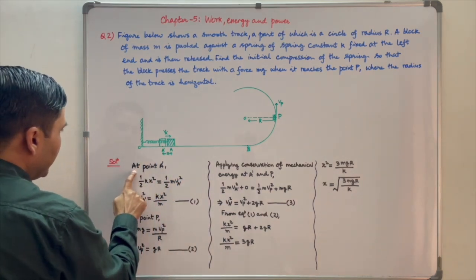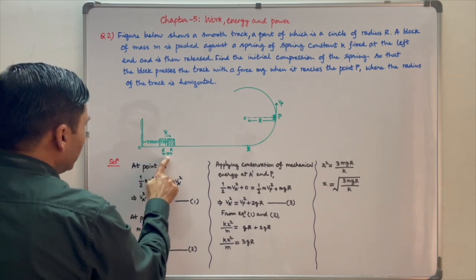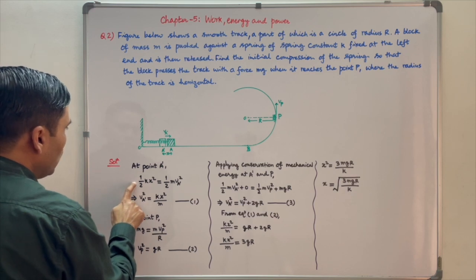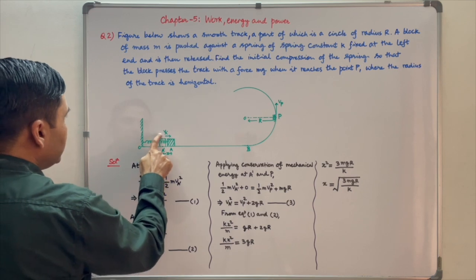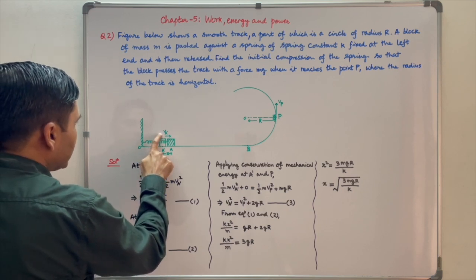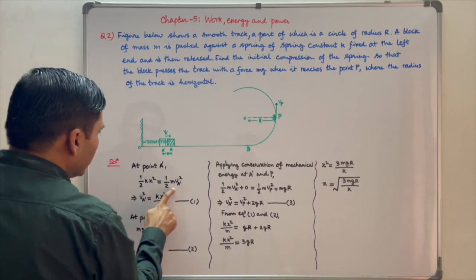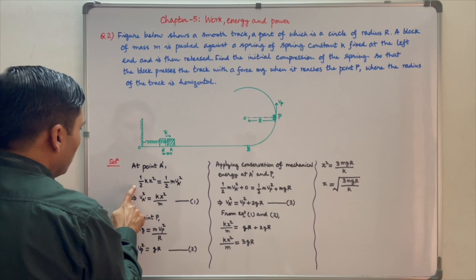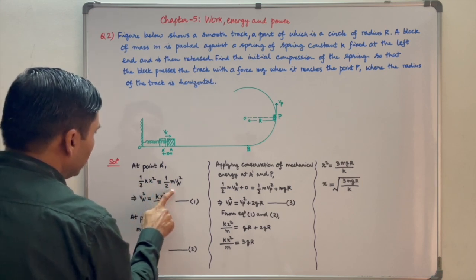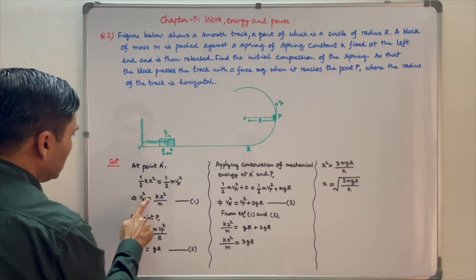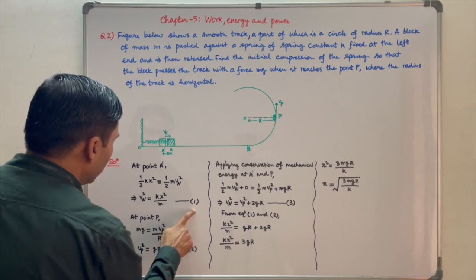At point A dash, when the spring is compressed by a distance x, potential energy of the spring is 1 by 2 kx square. When the block is released, let's say its initial velocity is Va dash. So that potential energy of the spring is converted to kinetic energy of the block. So 1 by 2 kx square is equal to 1 by 2 m Va dash square. This gives Va dash square is equal to kx square upon m. Suppose this is equation number 1.